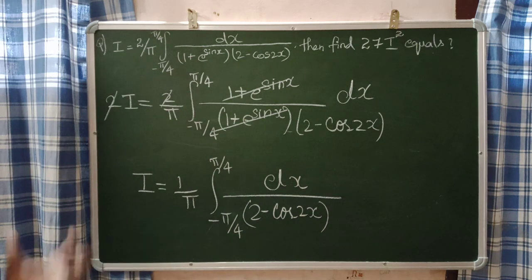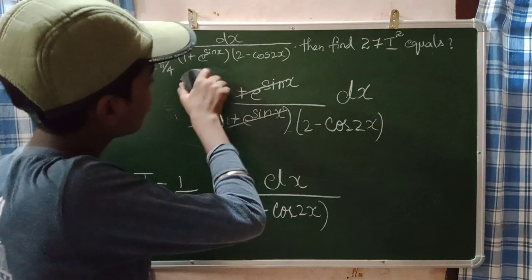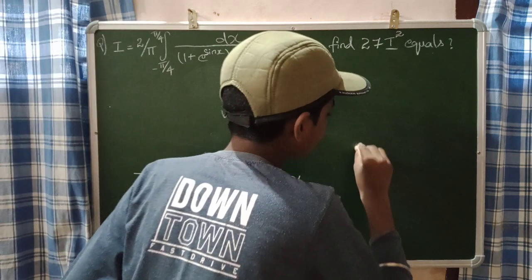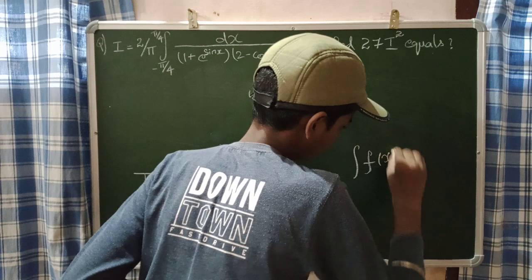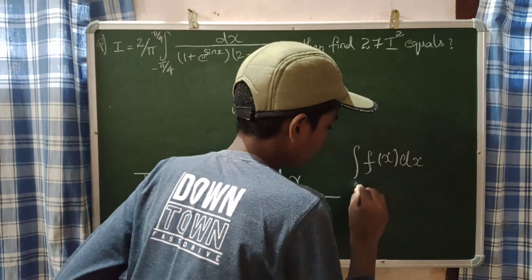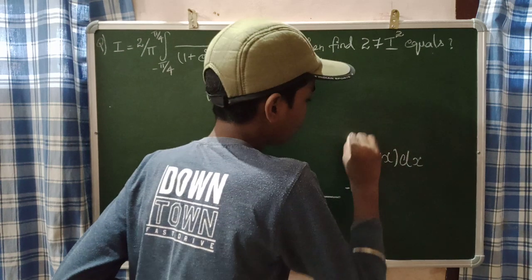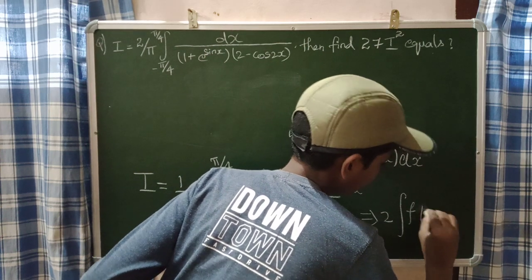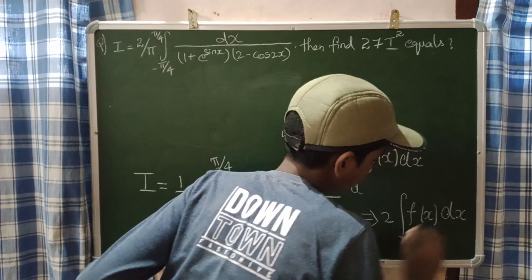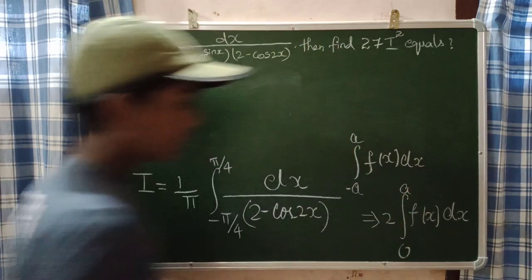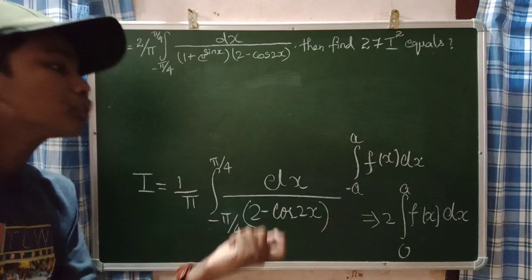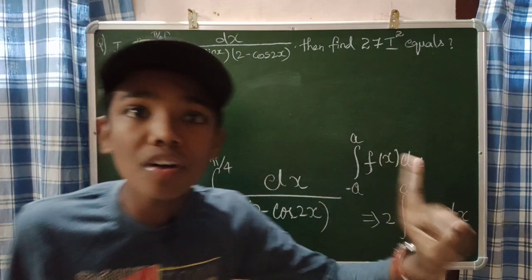I am going to use a property of an integral. Now I will rub this; I am just writing what is left out here. What is that property? The integration of f of x dx from minus a to plus a can be written as 2 into the integration of f of x dx from 0 to a, only when f of x is an even function.